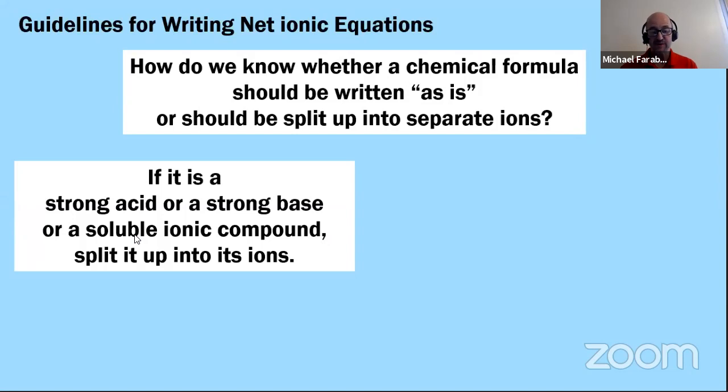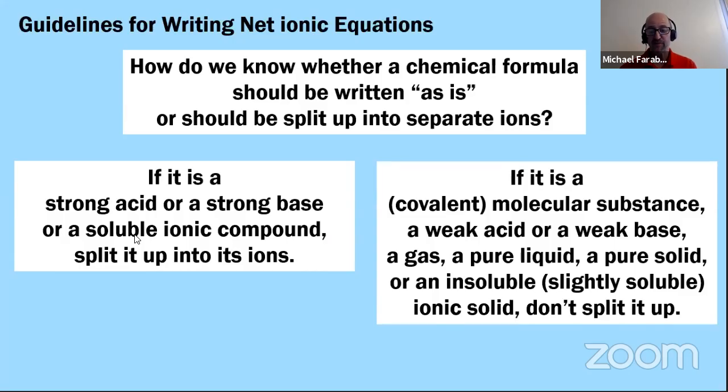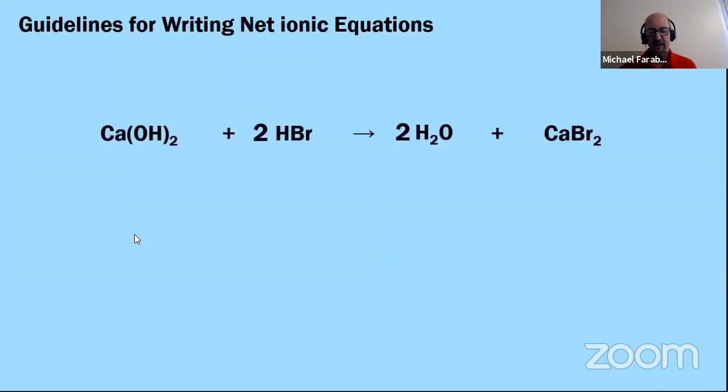If it is a strong acid or a strong base or a soluble ionic compound, then go ahead and split up the compound into ions in solution. Now, if they say it's solid, you would leave it as a solid. But if they say it's aqueous, dissolved in water, it would be split up. But if it's covalent, like I mentioned before with the CH3OH, compounds like sugar, a weak acid or a weak base would be left together as one formula. A gas like carbon dioxide or oxygen or hydrogen, a pure liquid like the methanol that I mentioned, or other types of pure liquids like water, a pure solid or an insoluble ionic solid would not be split up.